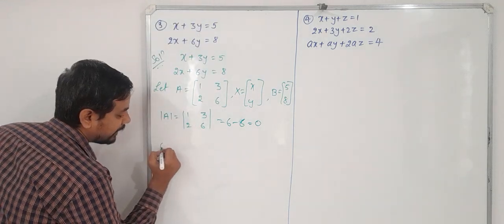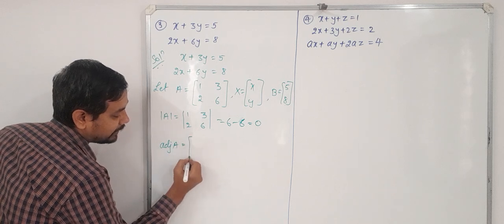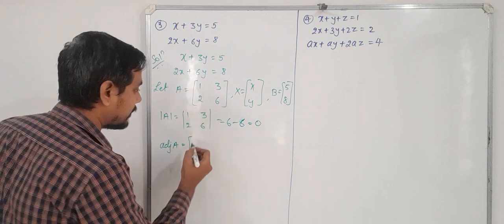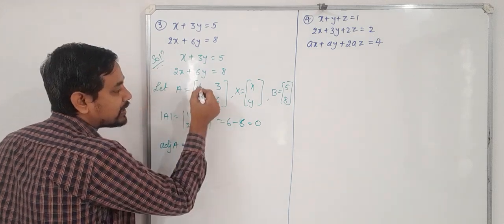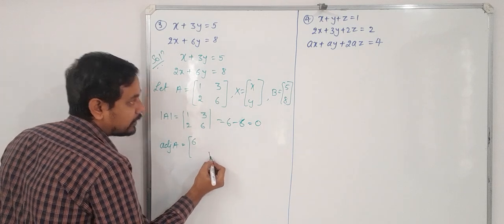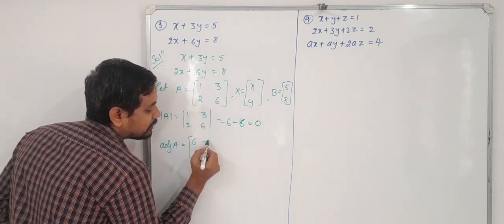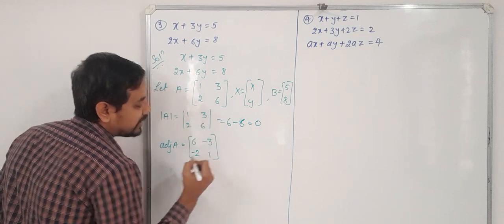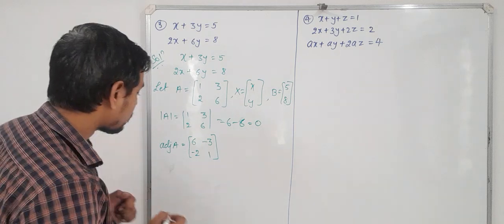What is adjoint A? Adjoint A for a 2 cross 2 matrix can be written directly. Interchange the principal diagonal elements. Here 6 is there, it will come here. Here 1 is there, it will come into this position. And reverse the sign. Plus 3 is there, it becomes minus 3. Plus 2 is there, it becomes minus 2. Right? So this is our adjoint A.